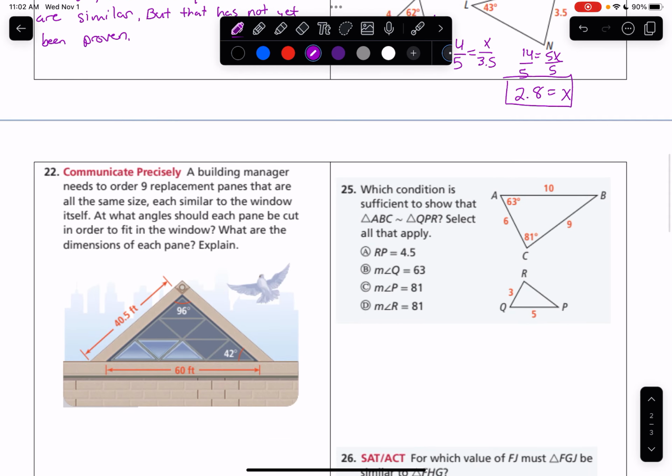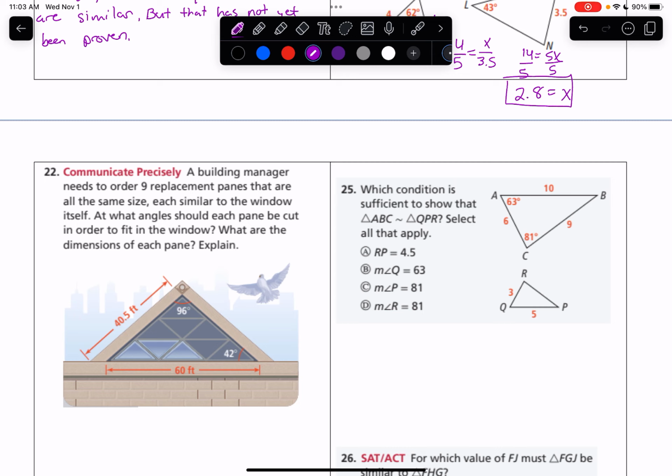22, a building manager needs to order 9 replacement panes that are all the same size, each similar to the window itself. At what angles should each pane be cut in order to fit the window? What are the dimensions of each pane? Explain. Well, the angles are really simple because the angles of similar triangles will be the same angles.